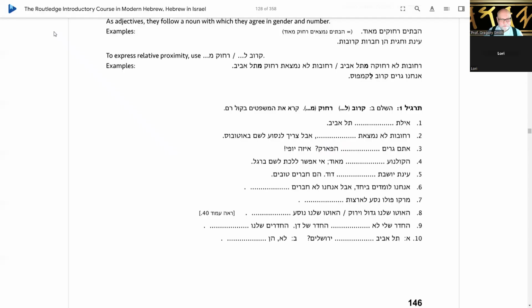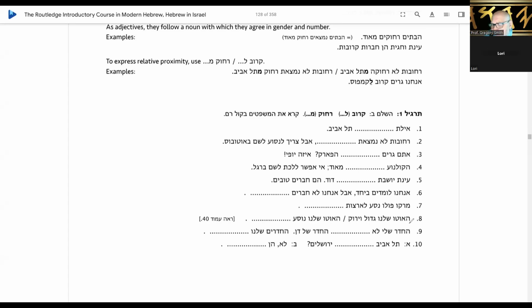All right, number eight. I'm a slow learner. Ha'oto shelanu, this belonging to us, gadol v'yarok, is big and green. I think that ha'oto is it. Oh, it's auto. That's right. Auto shelanu gadol v'yarok. Yeah, that's right. Our car. It has to do with automobile. Auto, so that's car. Car belonging to us. Gadol v'yarok. This is a color here, green.